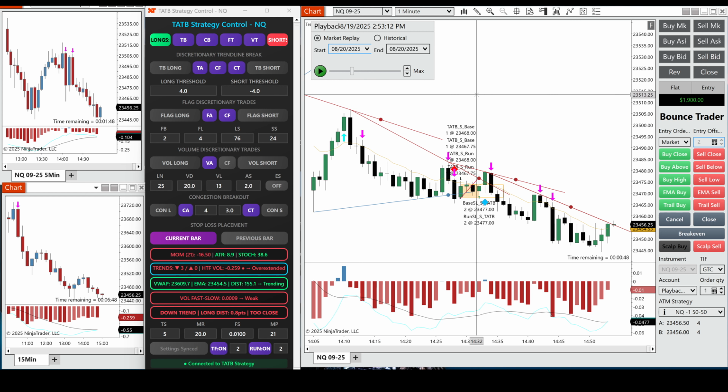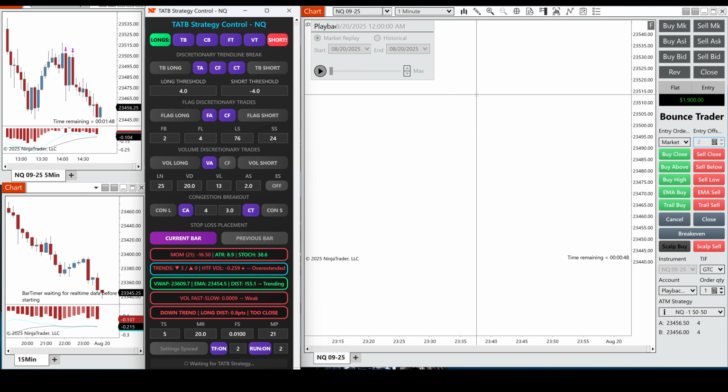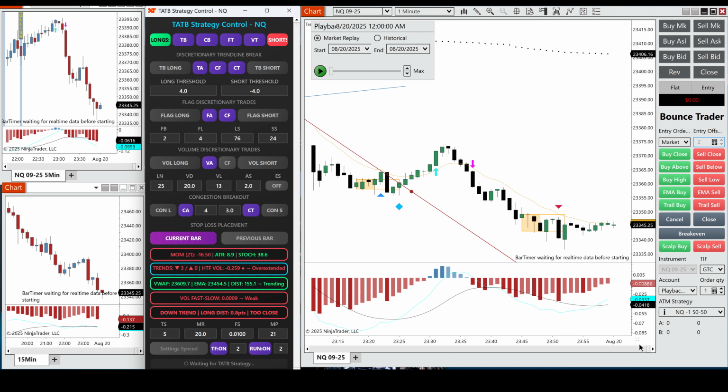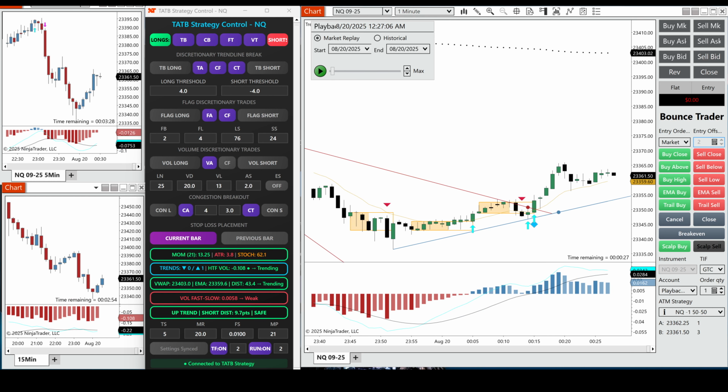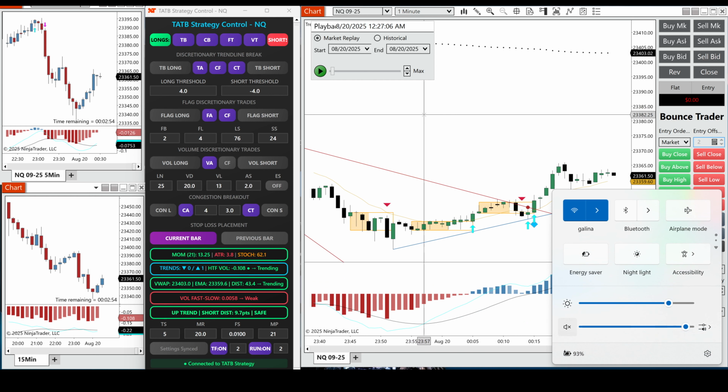Let's just skip to the next day and see if we can see this flag trading. We didn't have a flag setup here yet, and we already had congestion. I think I showed that. And volume tipping is another trade that I wanted to show you. Sorry, I forgot to mute it.